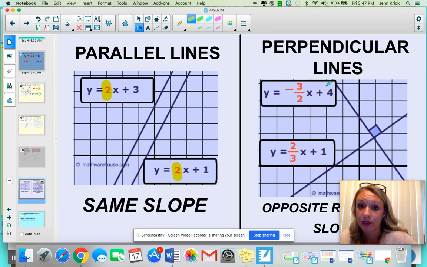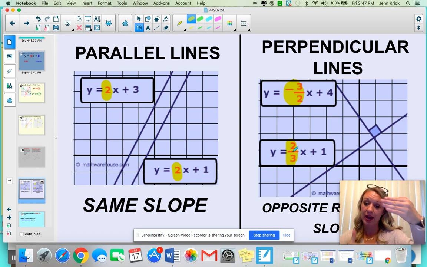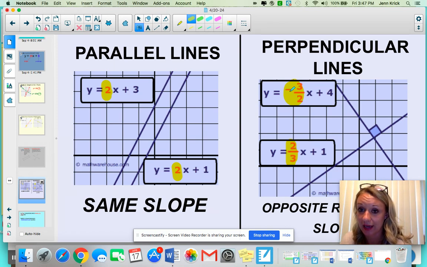With perpendicular lines, we know that the slopes are opposite reciprocals. Opposite, meaning one is positive, one is negative, and reciprocals, if you start with 2/3, you would flip your fraction and make it the reciprocal. So notice, you've got 2/3. Up here, we made it the opposite by making it negative, and we flipped it to 3/2. If I gave you a slope of 4, the opposite reciprocal would be -1/4.